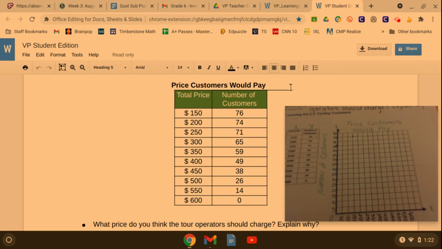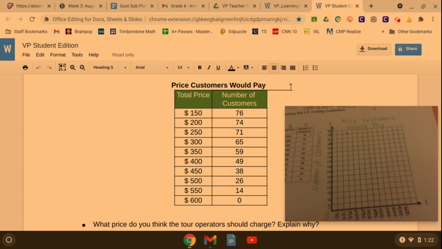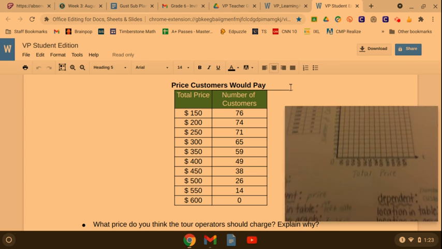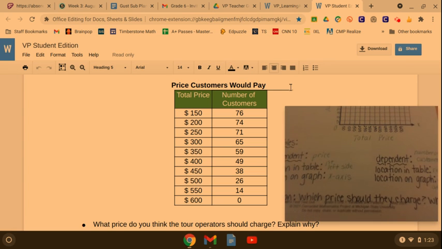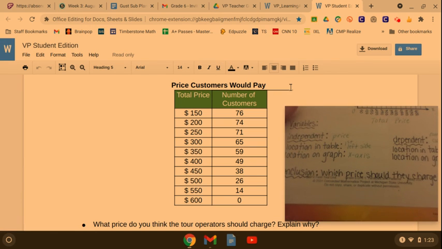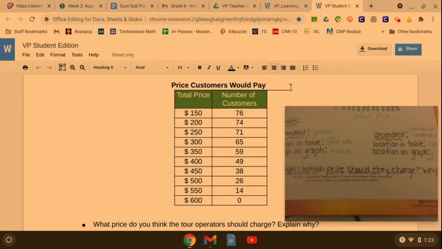So I'm going to have you stop the video, take some time to plot those points, and then at the very bottom of your paper, I gave you another question. I would like you, when you're done graphing, to answer this conclusion question. Which price should the 5 college students charge and why?